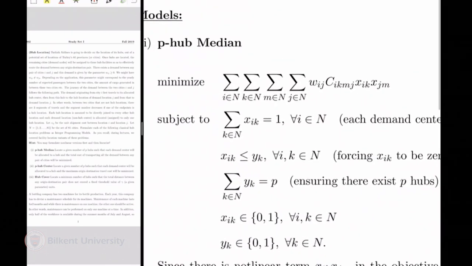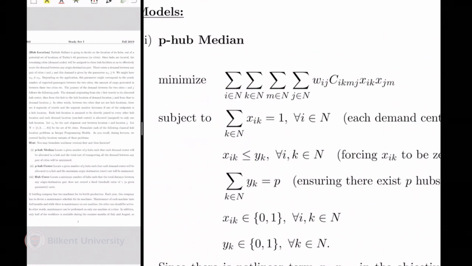So is it a linear model or not? That's the question. It's not. What's the problem? The problem is the multiplication. So W and C are parameters, and that's why differentiating between what is a parameter and what is a variable is very important. When you know that they are parameters, you know that multiplying them with x_ik wouldn't make them nonlinear. So W_ik, C_ik, these are parameters, some fixed numbers, not an important issue related to linearity. But x_ik and x_jm, both of them are decision variables, and they are being multiplied together, so it's not linear.